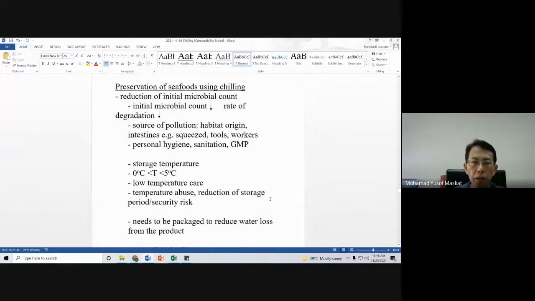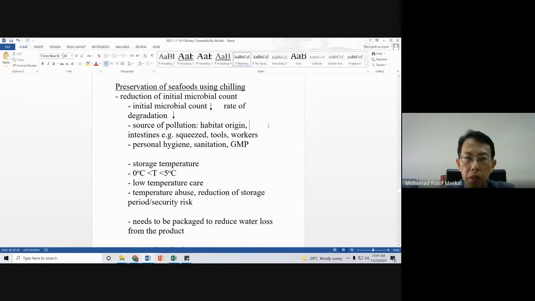Okay, and then preservation of seafoods using chilling, similar to poultry and also to meat. Again, I would like to emphasize, very, very important, do not overlook this: reduction of initial microbial counts. It looks simple, but it is very, very important. If the initial microbial count is lesser, then the rate of degradation also will be lesser.